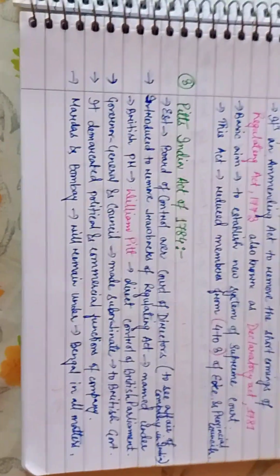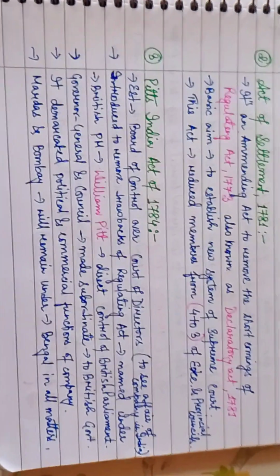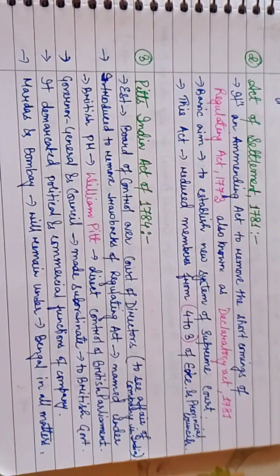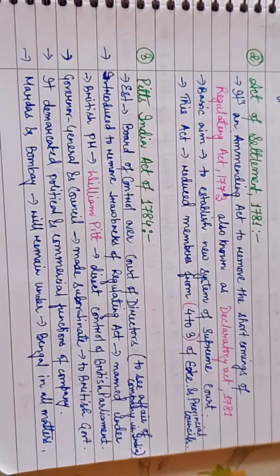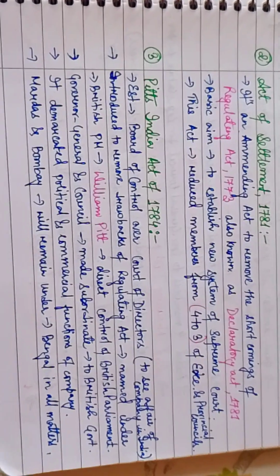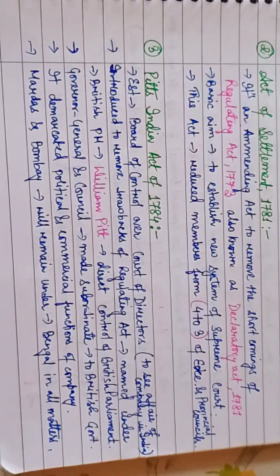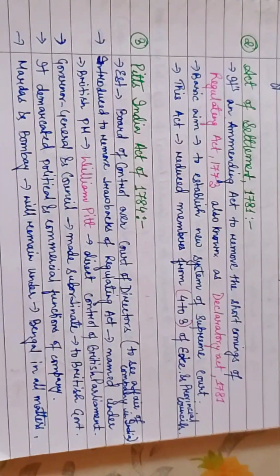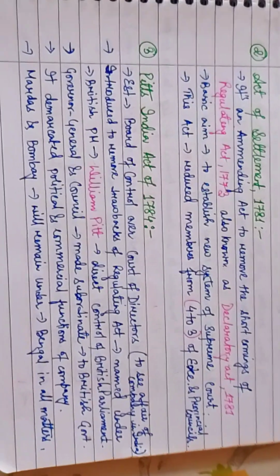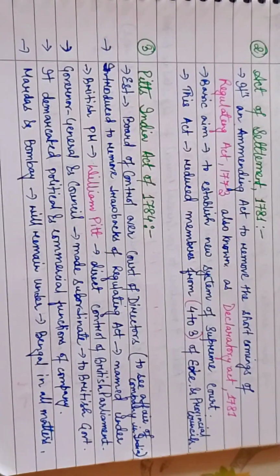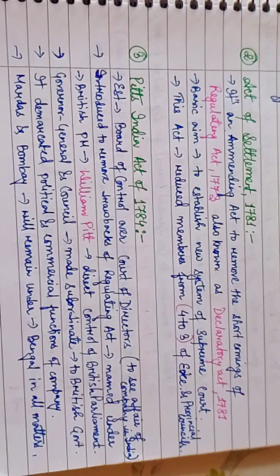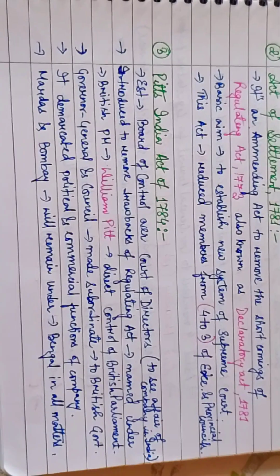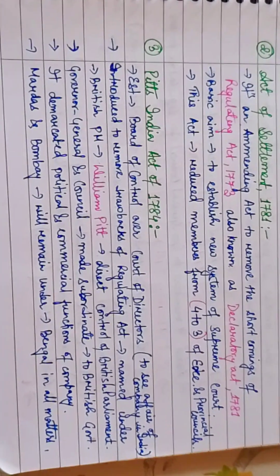Now, our next topic is Pitt's India Act of 1784. Now, what does this act talk about? It was established in order to have control over the court of directors to see all affairs of the company in India. It was introduced in order to remove the drawbacks of the Regulating Act. Some disadvantages were there in the Regulating Act. In order to remove that, this Pitt India Act was established.